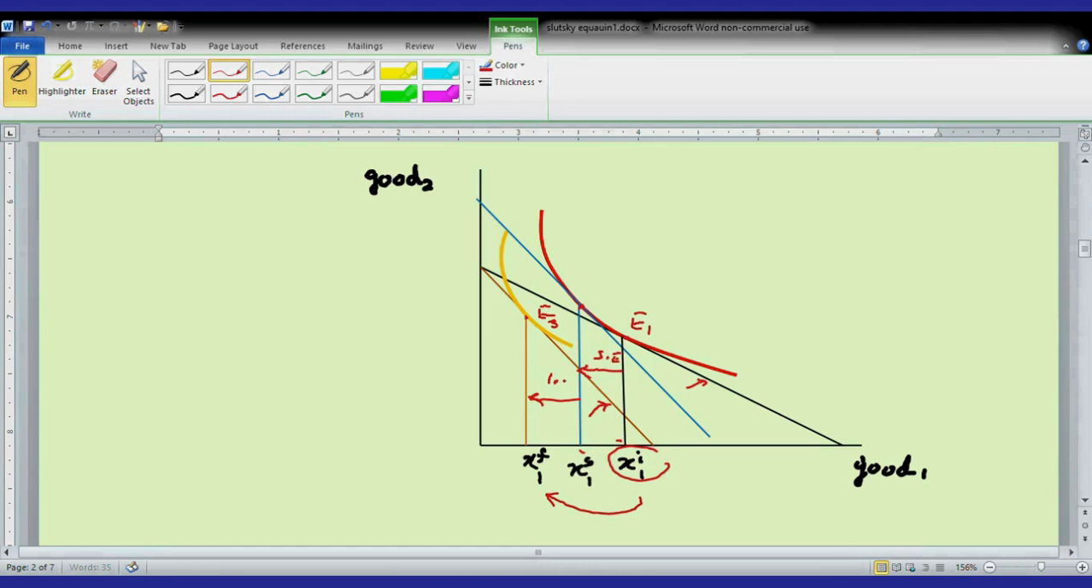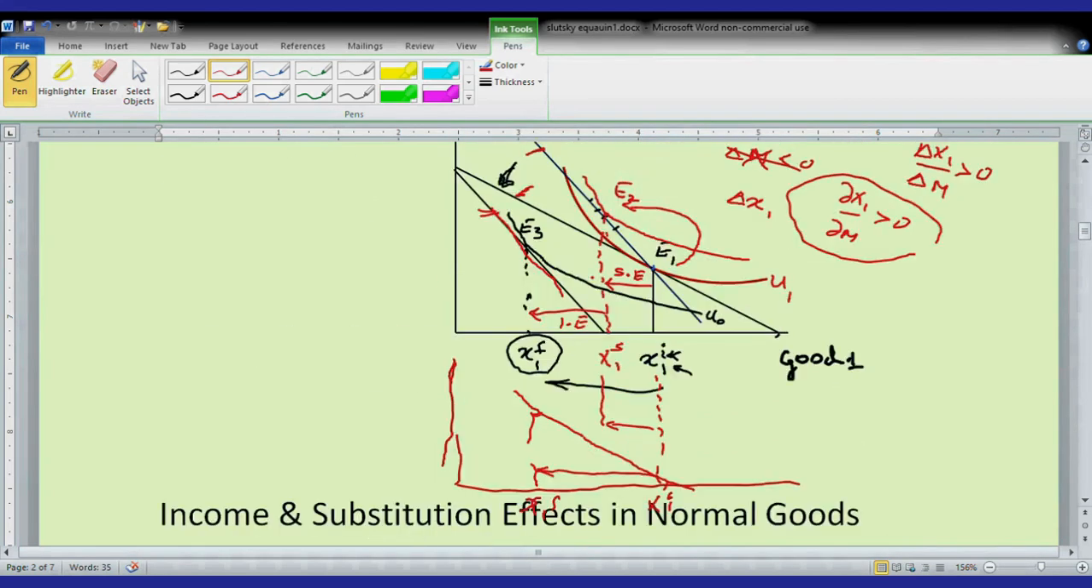The difference between these two graphs is that here the compensation is up to the extent that the household is just able to arrive back at the previous level of satisfaction, and in the other particular case the compensation was to the extent that the household was able to consume the previous consumption combination.